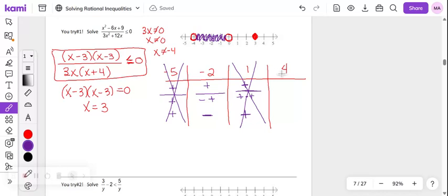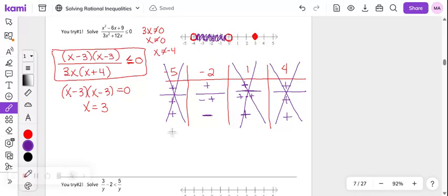Let's test our 4. A positive times a positive is a positive, divided by a positive times a positive is another positive. So that's a positive right there. Not less than or equal to 0, so not part of our solution. So we have a very limited solution set here.